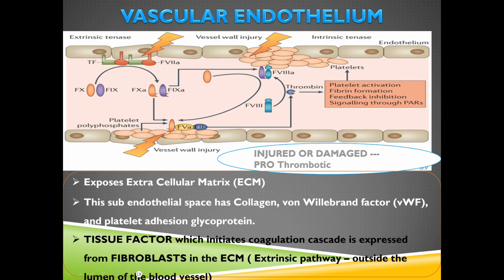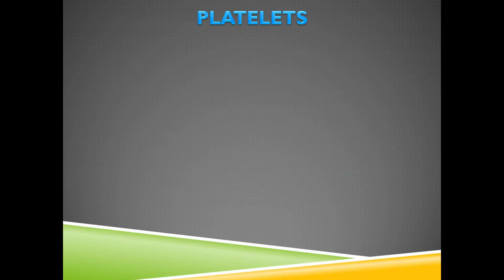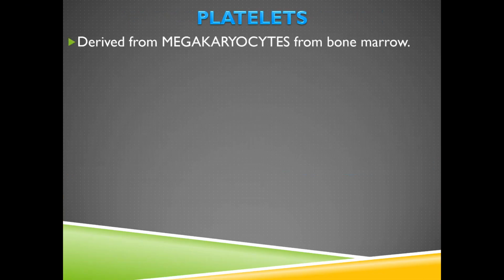One is the intrinsic pathway containing all the coagulation factors, and the tissue factors and the fibroblasts which are present outside the vessel lead to the extrinsic pathway. So the first and foremost thing we have to know is about the platelets, which are derived from the megakaryocytes. What is the peculiarity about platelet structure?